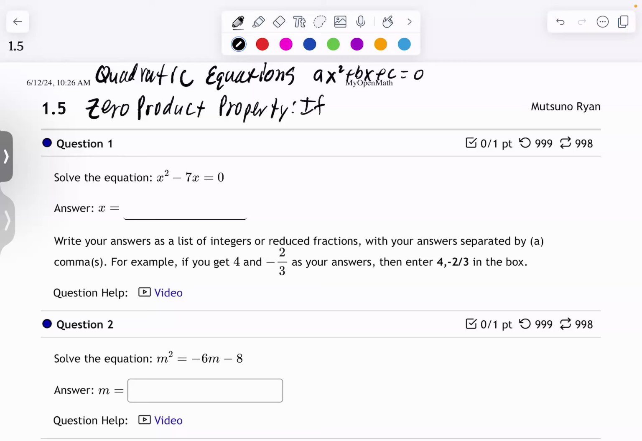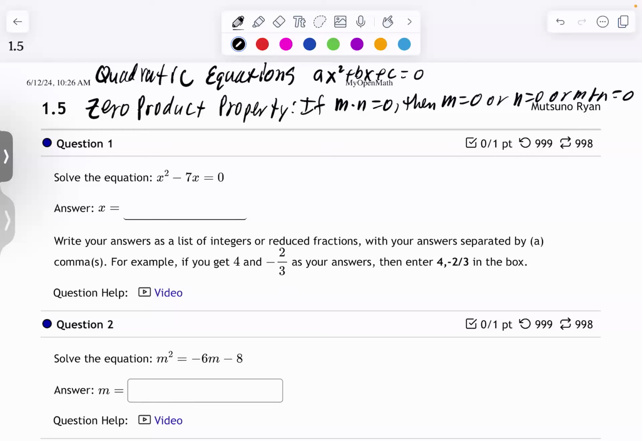Which says, let's use different letters: if m times n equals 0, then m equals 0, or n equals 0, or m and n both equal 0. And we are definitely going to use that for our first example here.